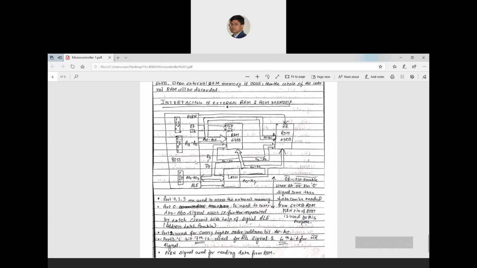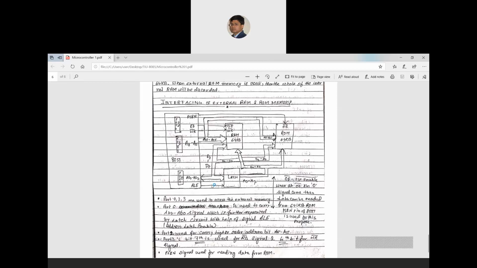After this, what I have done is connect one ROM and one RAM. To connect anything to the microcontroller, I have to connect address lines and data lines. Which address lines do I have? I have the A8 to A15 address lines, so I just make this connection. And I have AD0 to AD7, so I have to make this connection. But as AD0 to AD7 is multiplexed, I have to take one thing out from this.